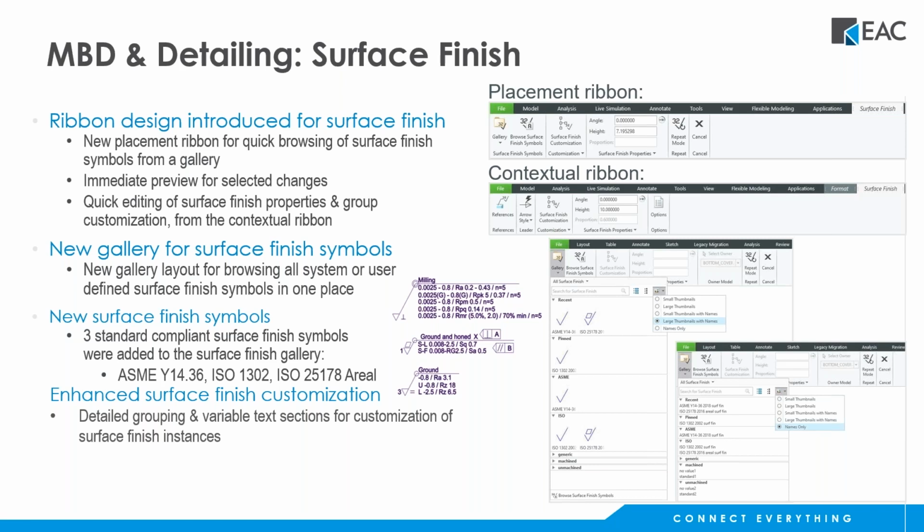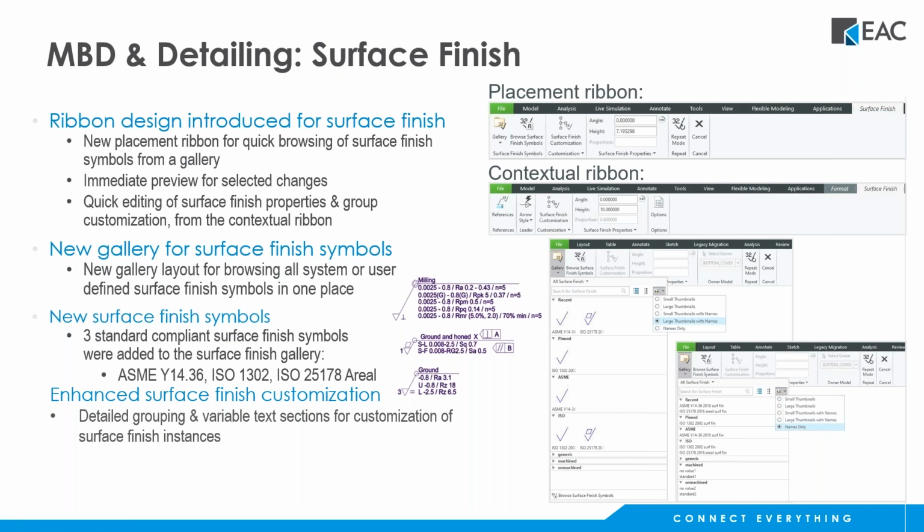So surface finishes are now much easier to set up. We have a lot of customization options for our surface finishes, and overall just a much more efficient workflow for creating and customizing and editing our surface finishes. As we create our surface finishes, we have a new ribbon design that's introduced. We have a placement ribbon as well as a contextual ribbon to help place our surface finishes and also edit them very easily. We also have a new gallery for our surface finish symbols.